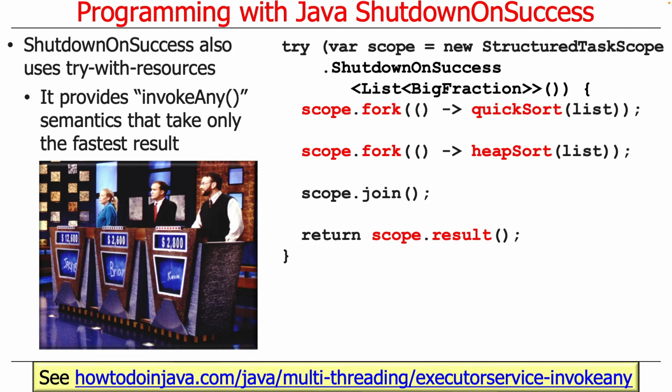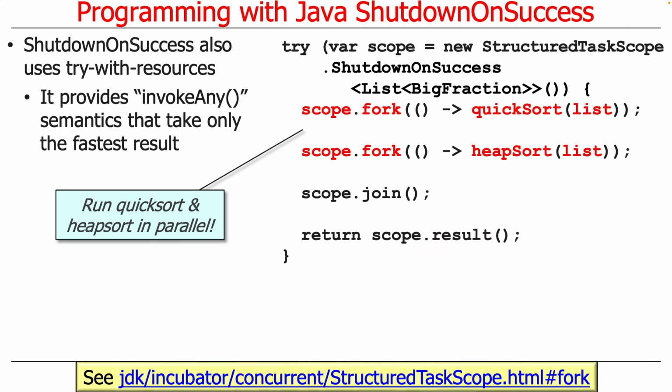So we're going to quick sort a list and heap sort the list, and then we're going to take the results of whichever one happened to have finished first and ignore the other results. So the way this is going to work is we're going to fork off 2 tasks with lambda expressions, which will heap sort and quick sort.